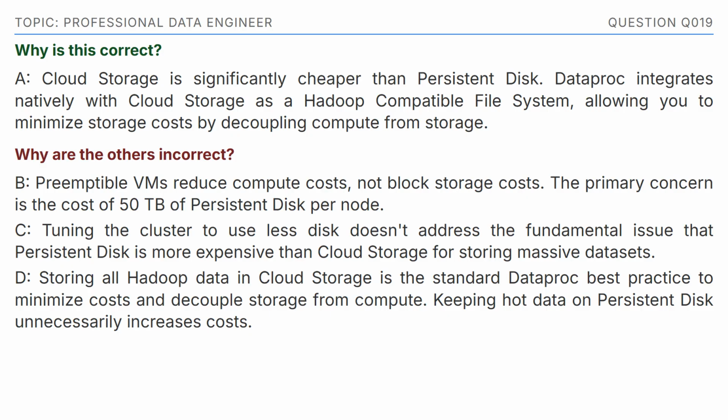B. Preemptible VMs reduce compute costs, not block storage costs. The primary concern is the cost of 50 terabytes of persistent disk per node. C. Tuning the cluster to use less disk doesn't address the fundamental issue that persistent disk is more expensive than Cloud Storage for storing massive datasets. D. Storing all Hadoop data in Cloud Storage is the standard Dataproc best practice to minimize costs and decouple storage from compute. Keeping hot data on persistent disk unnecessarily increases costs.